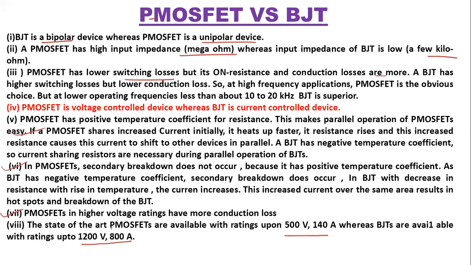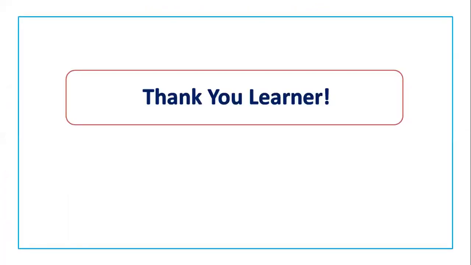So we have studied what a power MOSFET is. The power MOSFET and power BJT can be combined to form an IGBT, which you will be studying in the next class. I will just summarize whatever we have studied today.